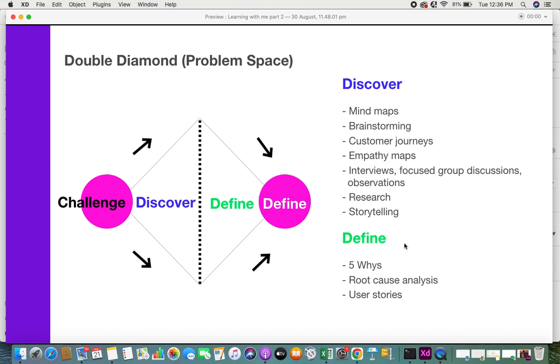In the define stage, one tool that can help you is the 5 whys. Just keep asking why 5 times, and you would get to the root of what exactly the problem is. The second one is doing a root cause analysis, which can help you identify the problem, and also user stories. If you ever got some problem from a user, it can also be captured as a user story. By doing this, you would be able to exactly define the problem that needs to be addressed and solved. So that's about the problem space.